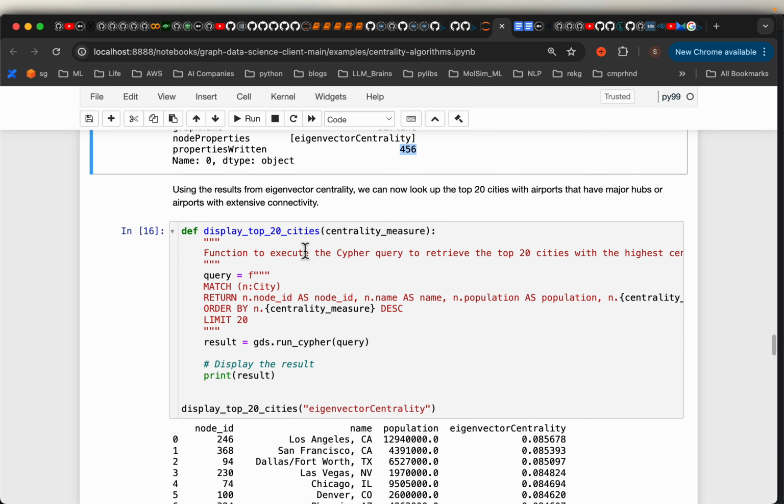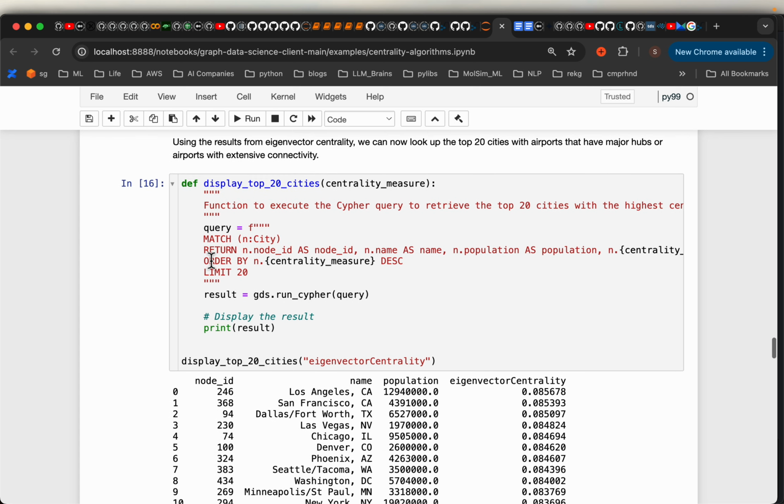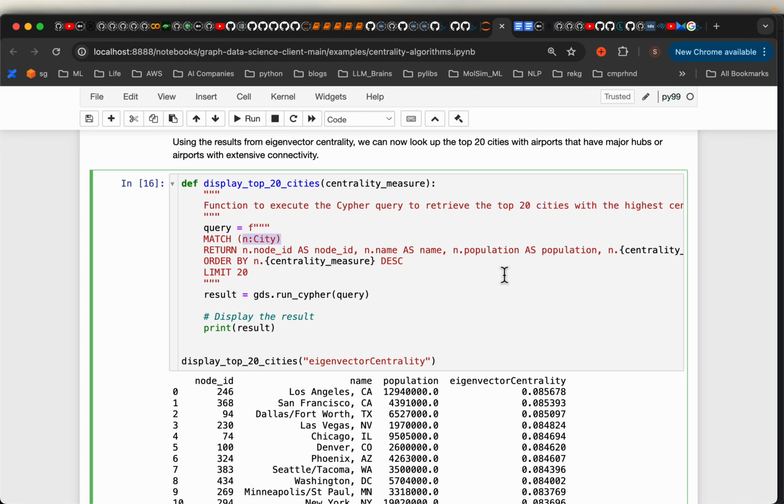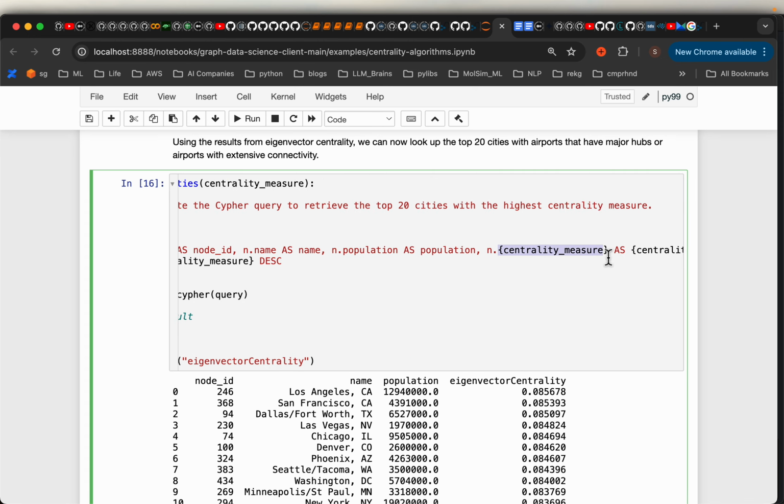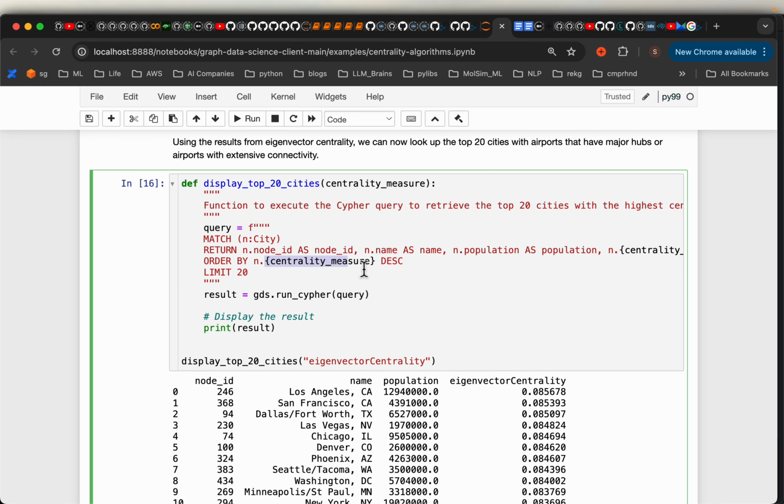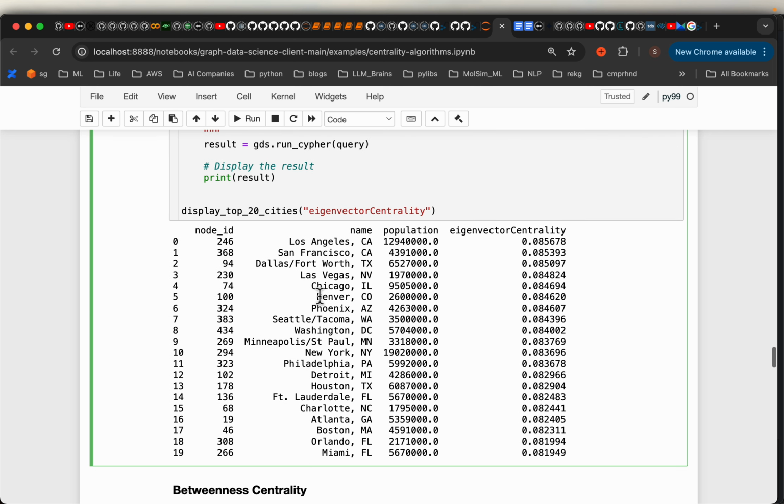Now let's look at the top 20 cities which have the highest eigencentrality. Okay, so all we are doing is just mapping the cities, getting the centrality and ordering in descending order and limiting to 20. It's pretty much like a SQL query, right? Okay, so this is what we have. These are the top 20 cities with highest eigencentrality. Okay, Los Angeles, San Francisco, Dallas, Las Vegas, and so on and so forth.